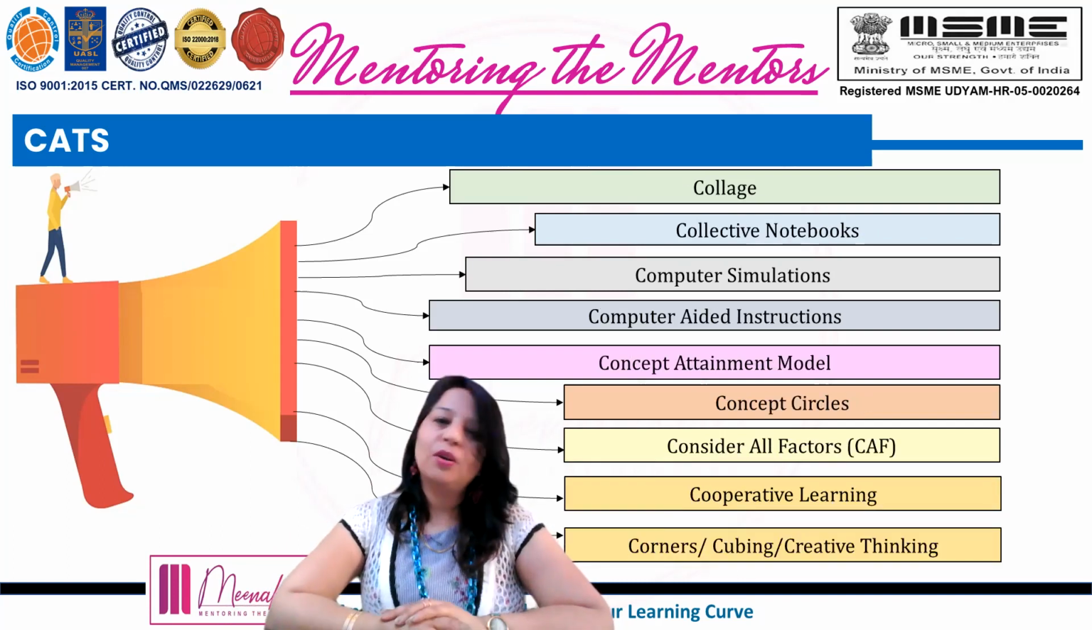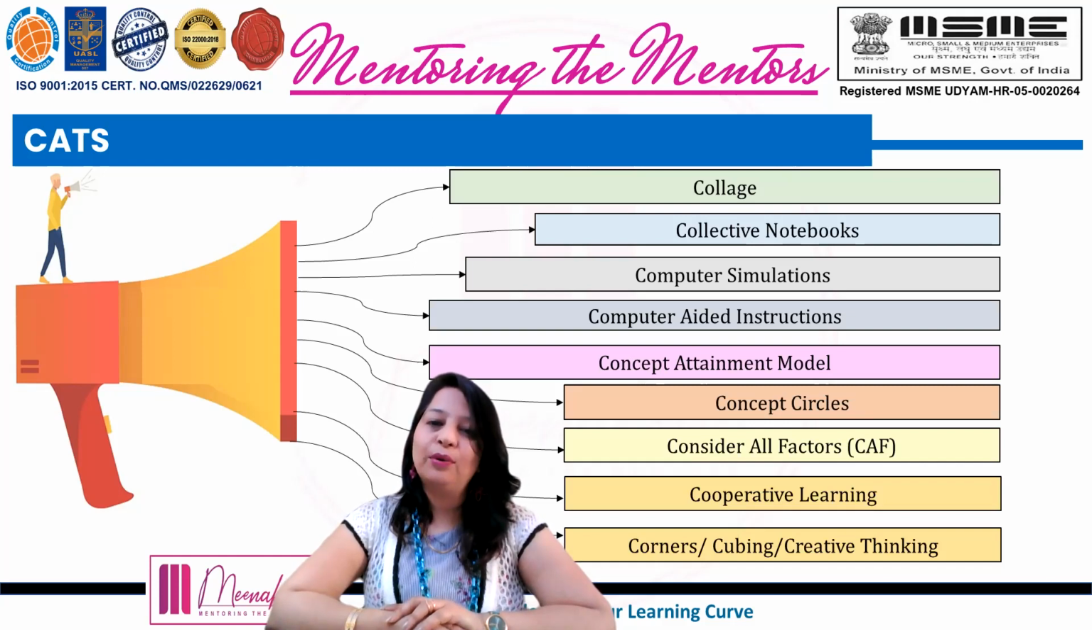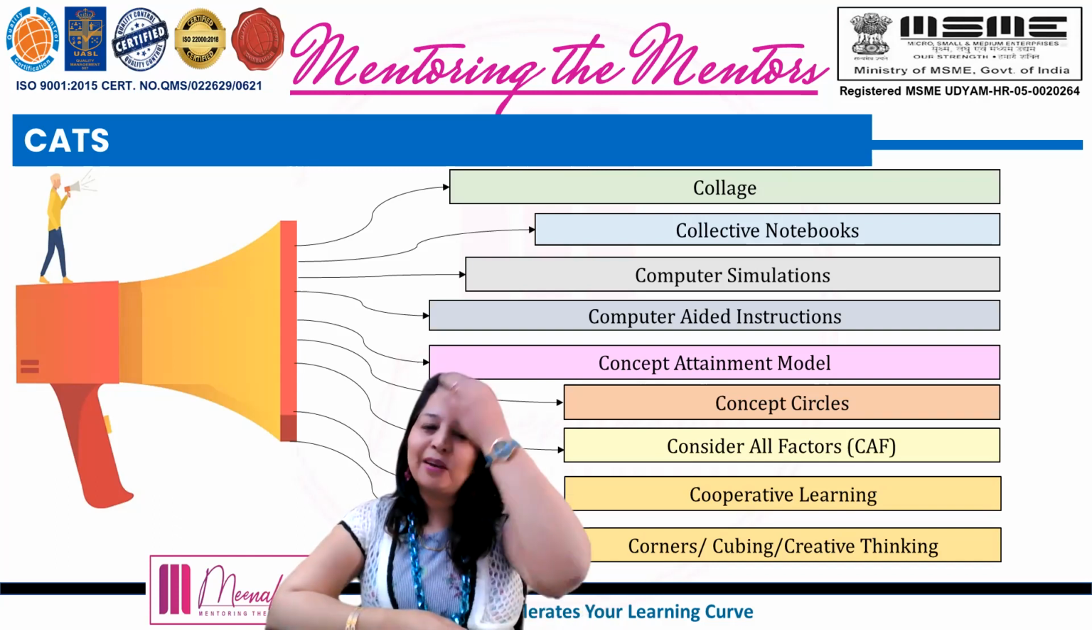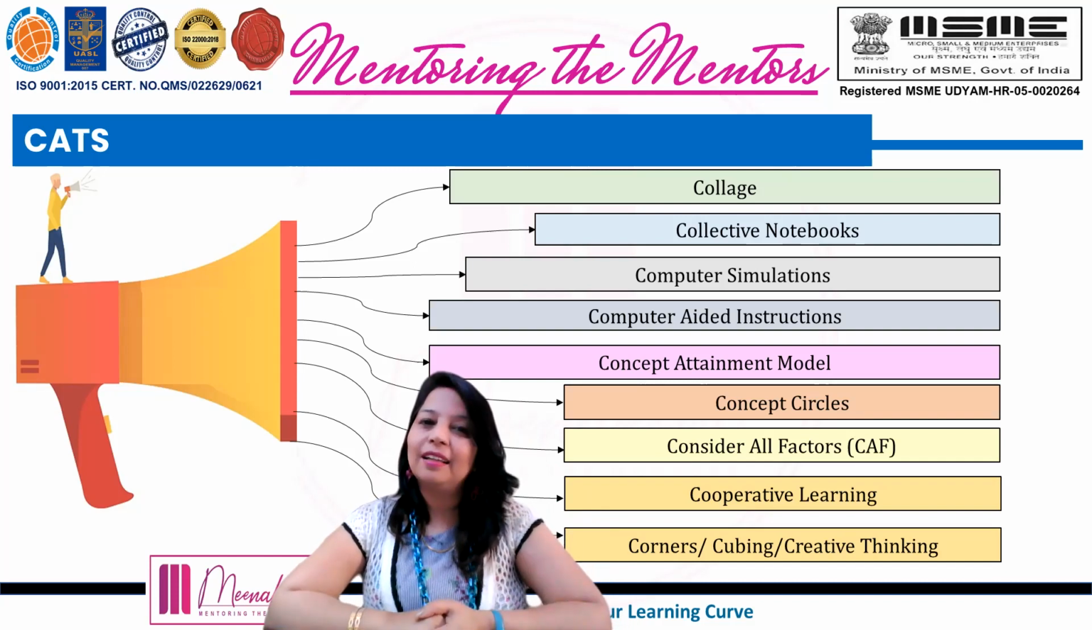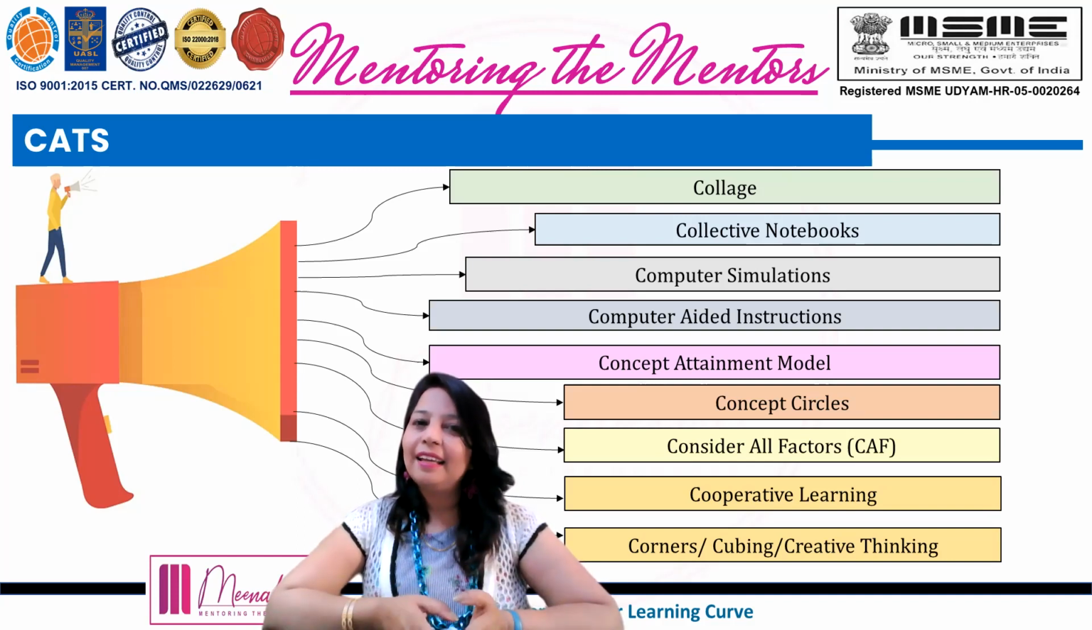Apart from it, we also talked about collage, collective notebooks, computer simulations, computer aided instruction, concept attainment model, concept circles, CAF, consider all factors, cooperative learning, corners, cubing, and creative thinking. They all are unique and wonderful activities and strategies to be used in the class for multiple assessment. Cubing is a higher order thinking skill that lets your children look at any object, any piece of content, any literature, anything from six facets. Like a cube has six sides, accordingly they will be able to do the same.